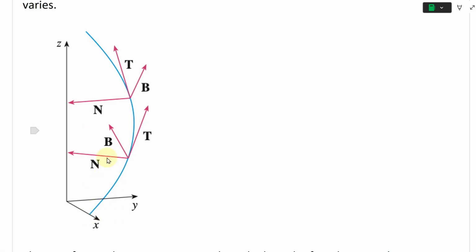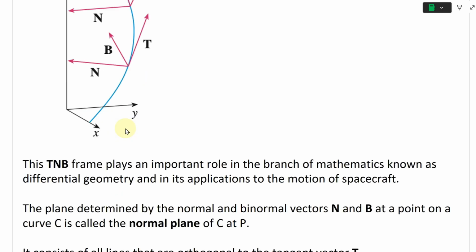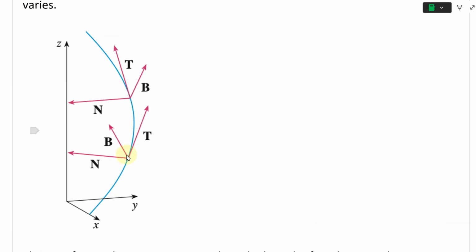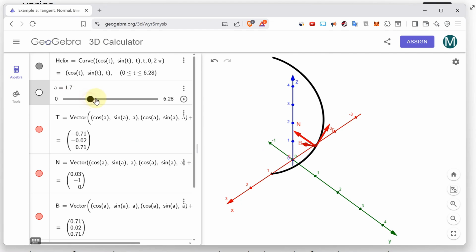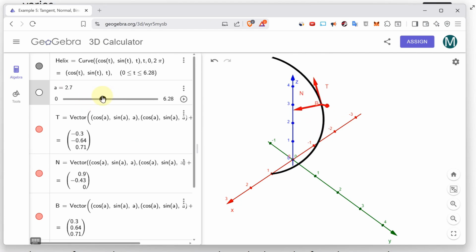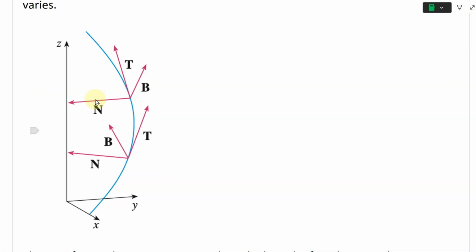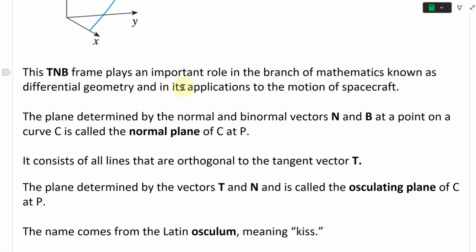Here's a screenshot from earlier that I covered as well. As t varies, you're going to have these all moving along with it, as shown in that GeoGebra clip right here. If you have this set up like this and you just change the t, the TNB frame just follows along that curve. Fascinating stuff. This TNB frame plays an important role in the branch of mathematics known as differential geometry and in its applications to the motion of spacecraft.